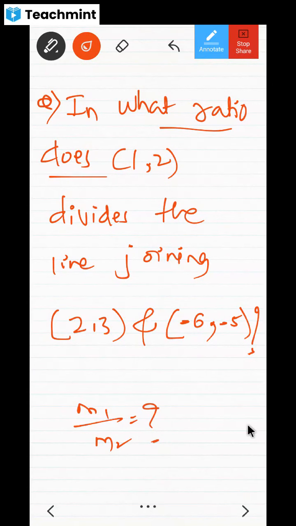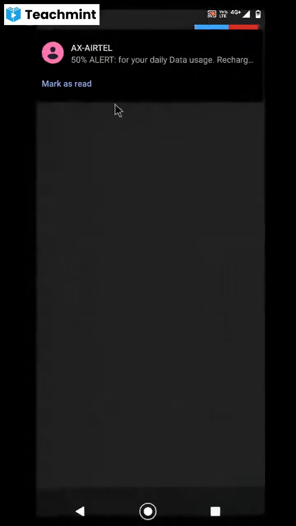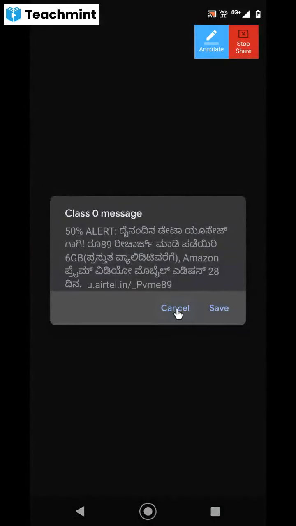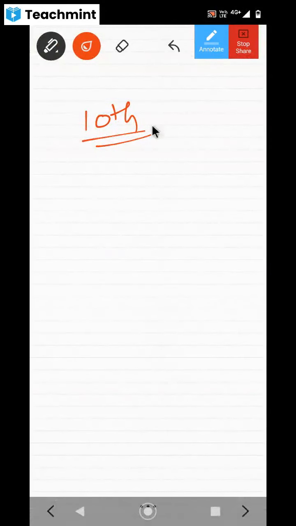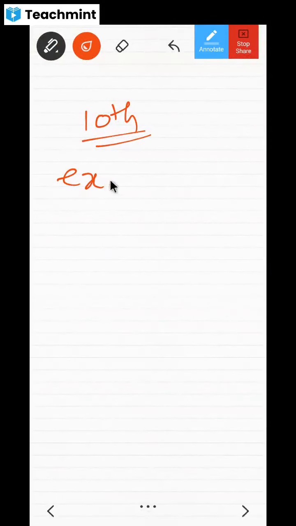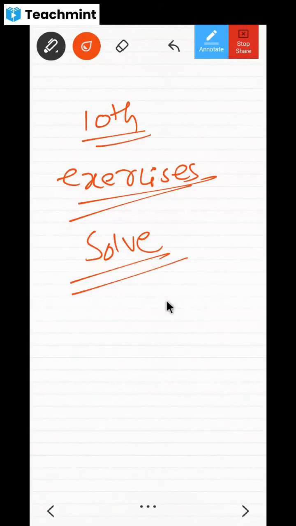Try to solve all the questions from the 10th standard exercise books. Again, my screen is not visible, I guess. Screen is visible or not visible? Visible, sir. Okay. So whatever 10th standard exercises are there, dear children, there are, I think, 3 or 4 exercises. You try to solve questions from them. Clear?